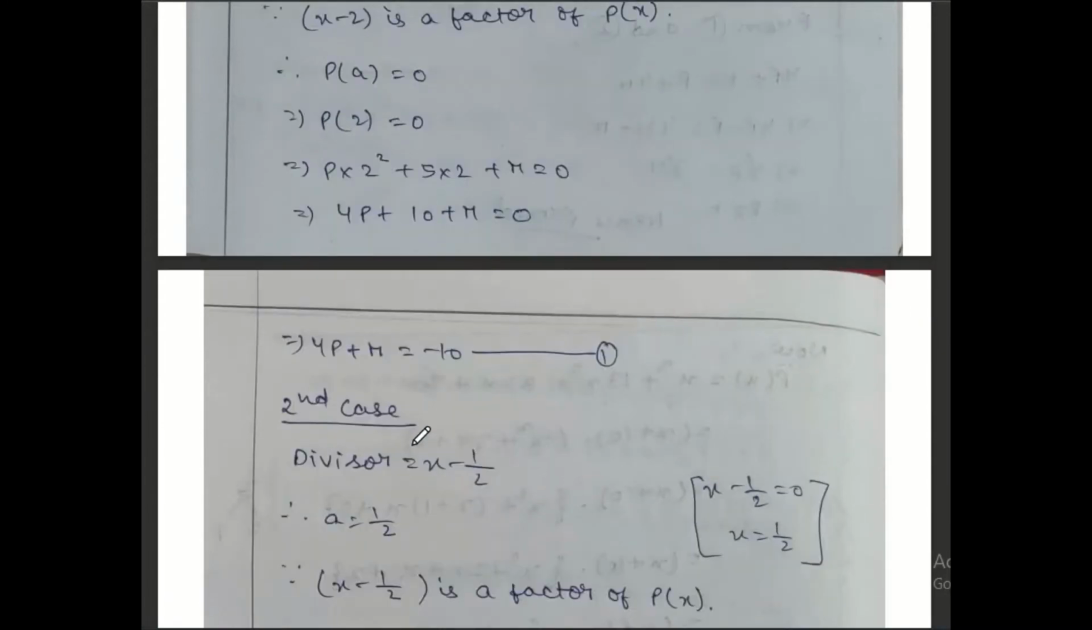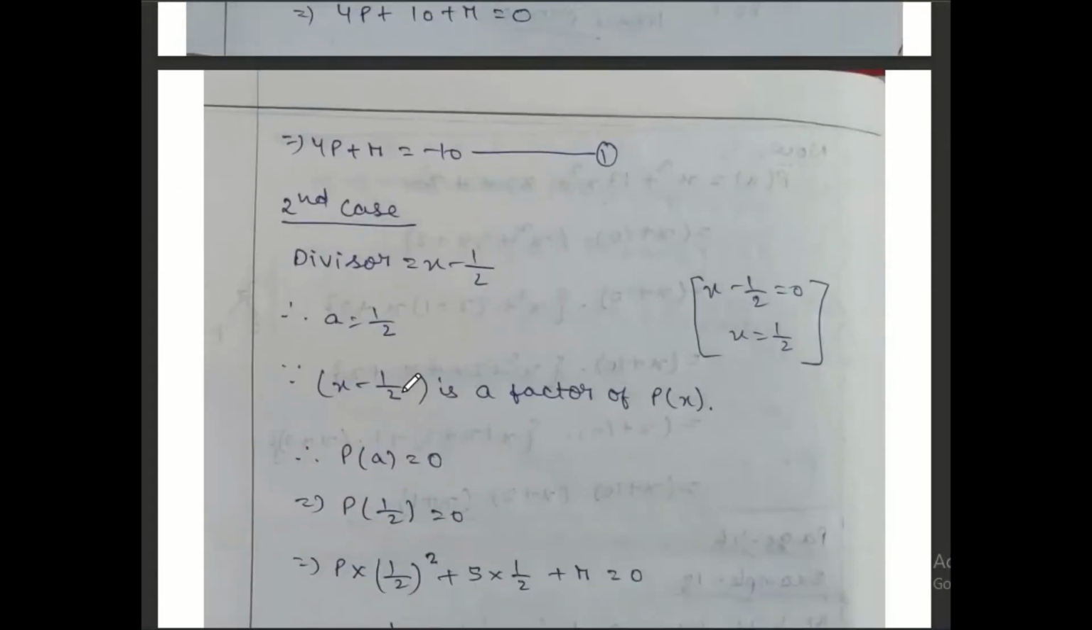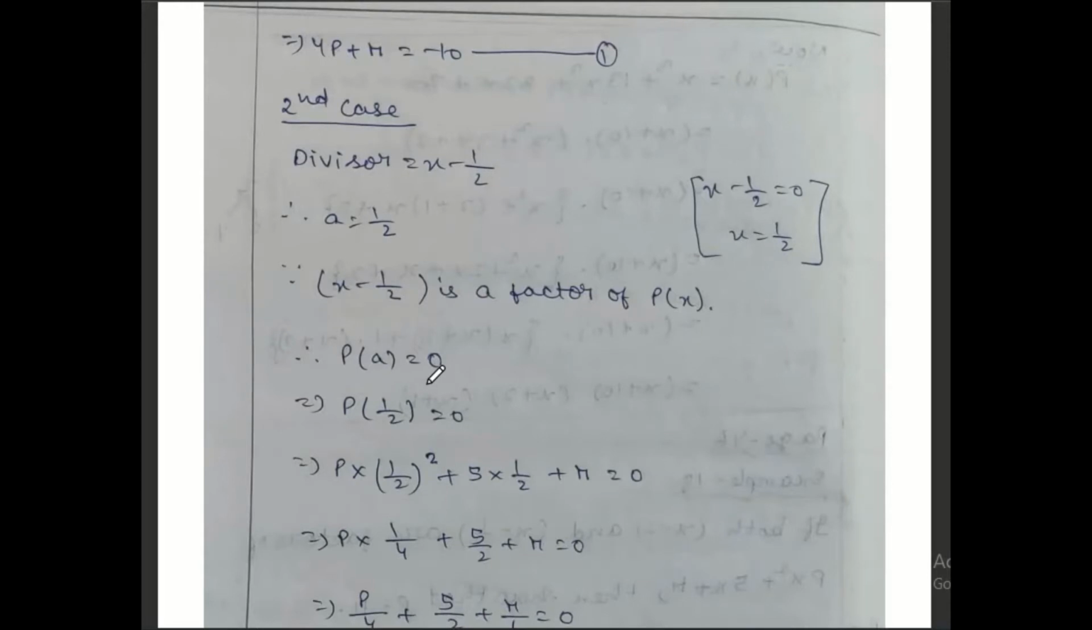Now the second case. Your divisor is x minus 1 by 2. Polynomial same. Take this x minus 1 by 2 equals 0. Get the value for x. x is 1 by 2. So a is also 1 by 2. Since x minus 1 by 2 is a factor of p(x), therefore p of a equals 0. a is 1 by 2. So p of 1 by 2 equals 0.